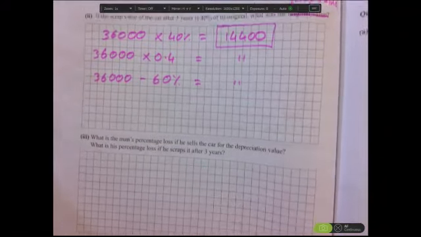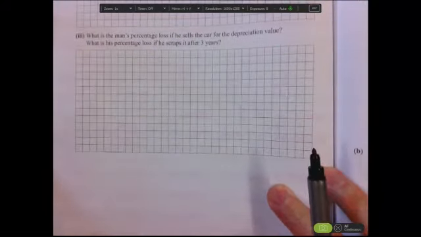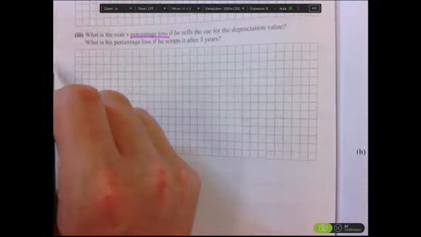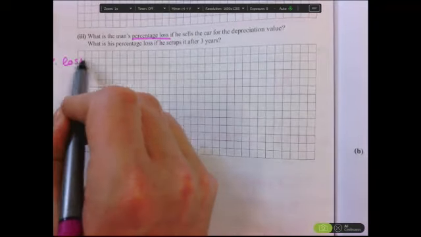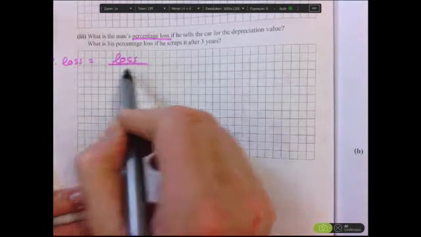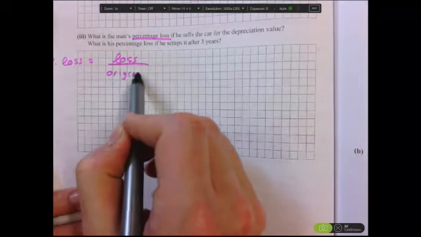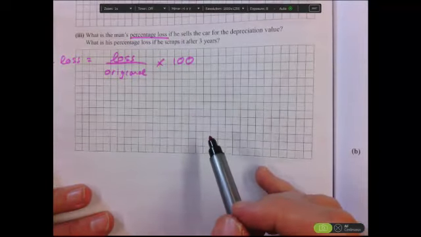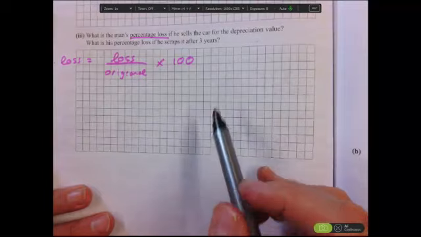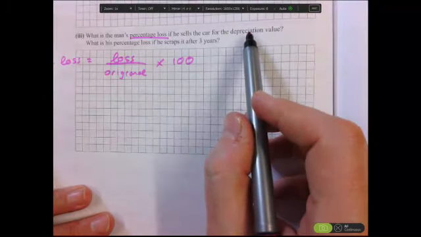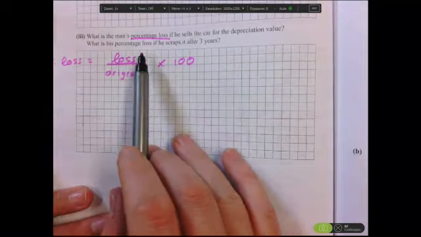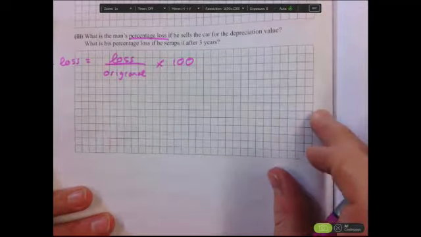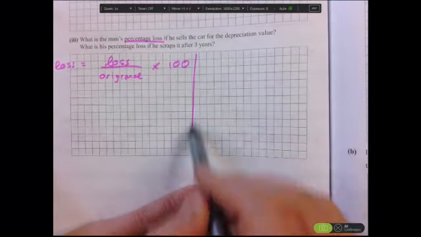So, part 3 of the question says, what is the man's percentage loss? So, we need to realize it's percentage loss, so we're going to be using our formula from earlier on again. So it's loss over the original times 100. So what is the man's percentage loss if he sells the car for its depreciation value? So there's the first thing we have to do. And then we're also asked, what's his loss if he scraps the car after 3 years? In other words, using the figure above, the 14,400. So we have two things to do. So we'll write out this formula twice.